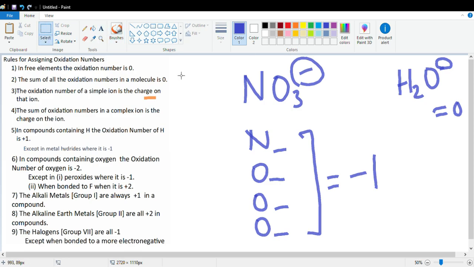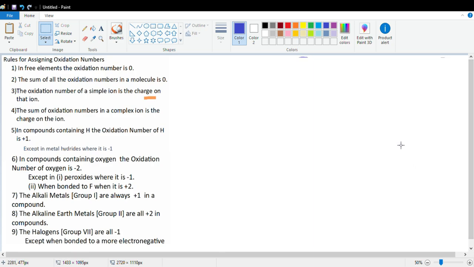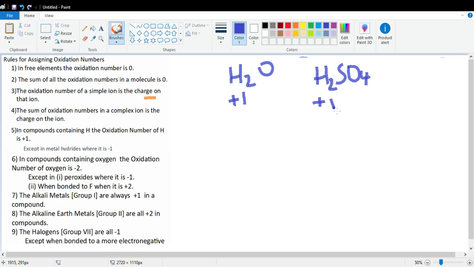Rule number 5, we touched on briefly a while ago, that hydrogen has an oxidation number of +1. So if we look at examples like H2O, each hydrogen there is going to be +1. H2SO4, sulfuric acid, each hydrogen there is +1. HCl, each hydrogen there is +1.